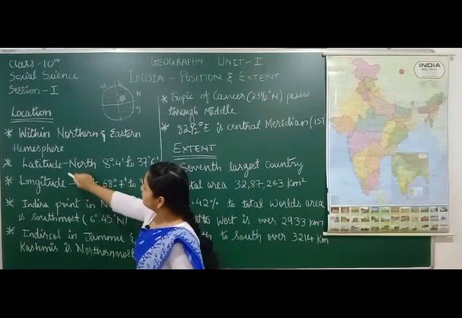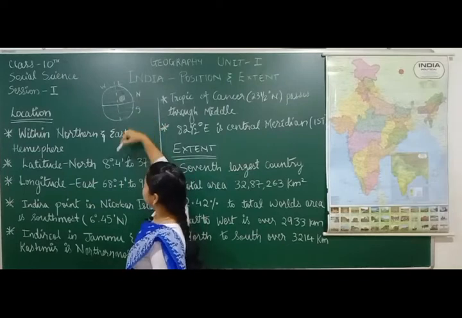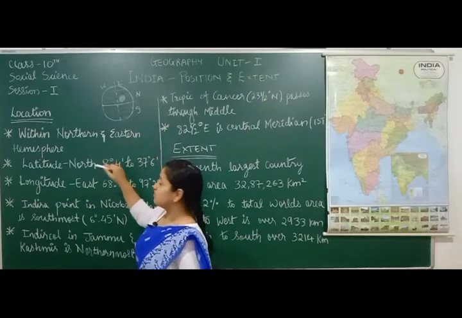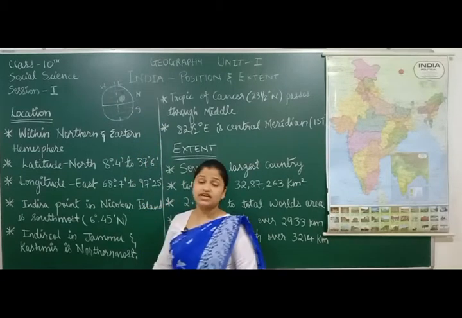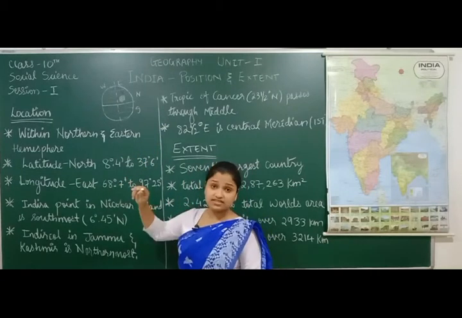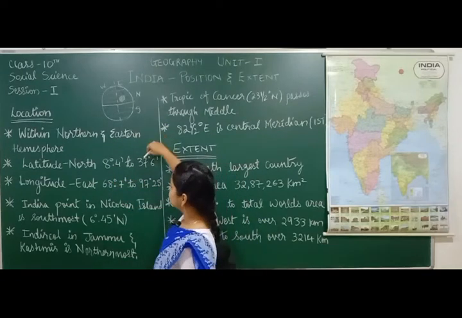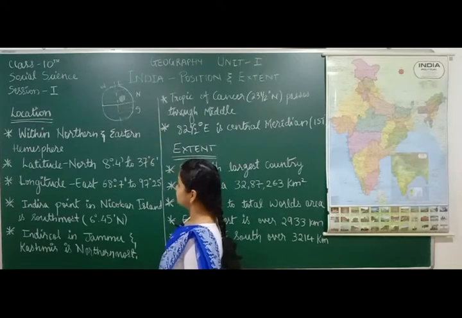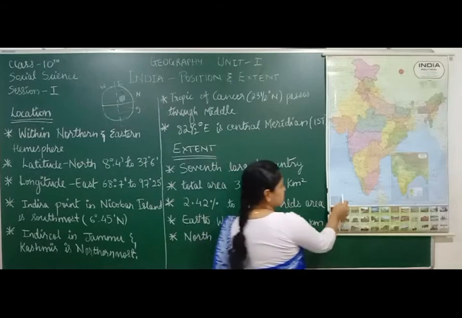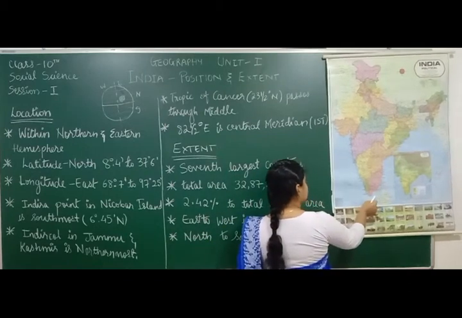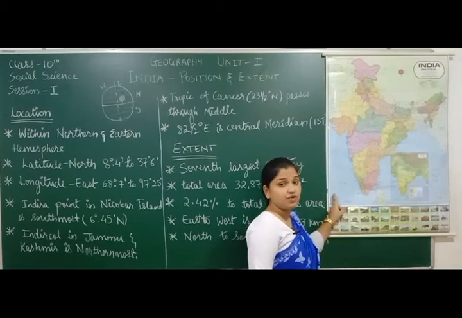So the latitude extent of India starts from 8 degrees and 4 minutes. How do you read this? You see this? That's read as minutes. 8 degrees and 4 minutes north, and then it extends up to 37 degrees and 6 minutes north. I'll show you here. This latitudinal line that you see here is 8 degrees and 4 minutes.